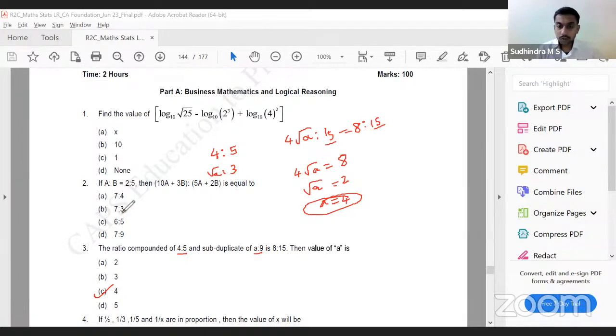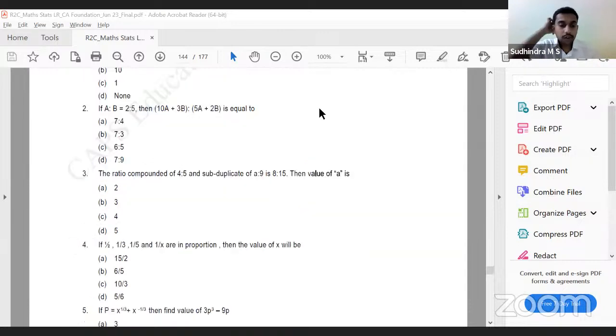We look into the next question. Question number 4. If 1/2, 1/3, 1/5, and 1/x are in proportion, find the value of x. 15/2.